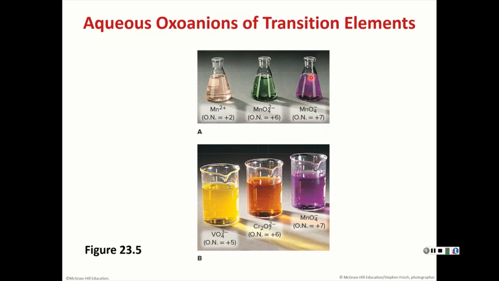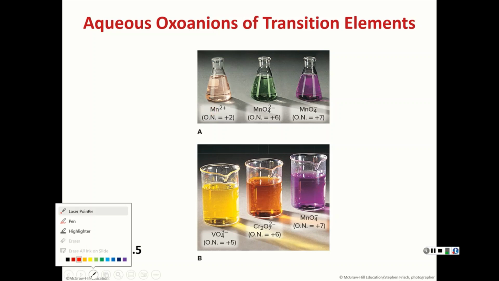So you can see that there's a drastic change in the color of these compounds with the same exact metal, and it's because of the oxidation state. We'll talk more about why we get these particular colors when we talk about crystal field theory. So that'll be a few lectures down the road.